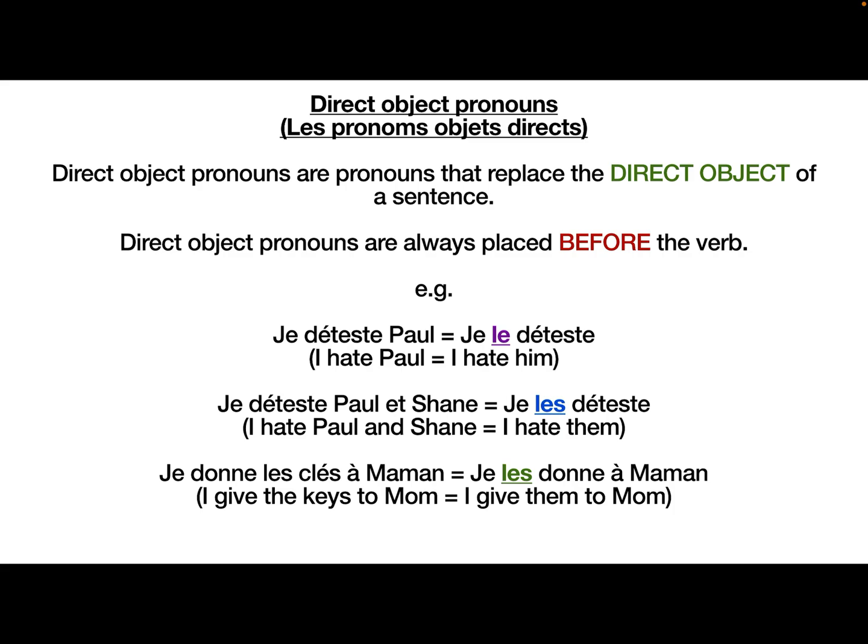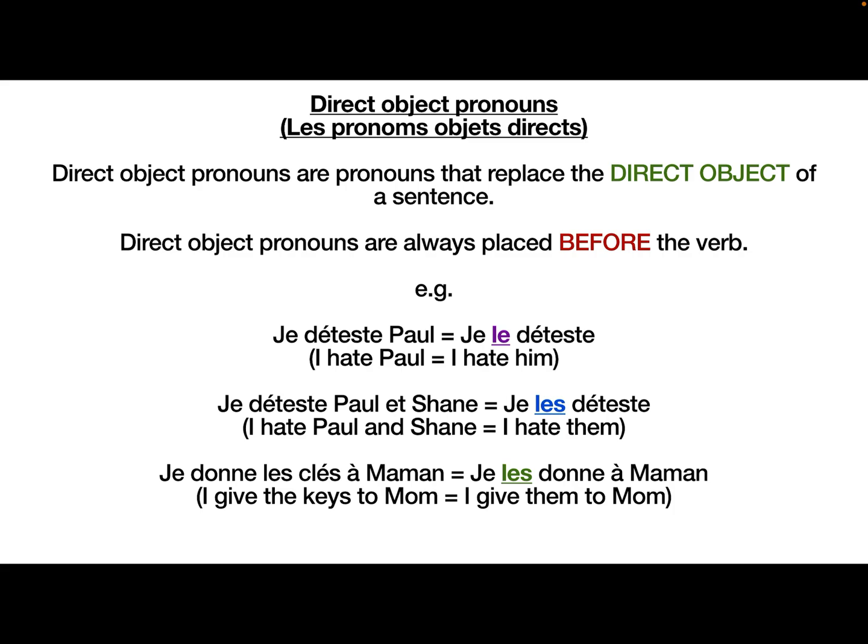Je déteste Paul. I hate Paul. I'm telling you in a conversation, I hate Paul, I can't stand him, I just don't get on with him. See what I've just done there in English? I've replaced the name Paul with him. So I hate Paul, je déteste Paul. I replace the name Paul with the direct object pronoun. Je le déteste. I hate him. The le means him. It's a pronoun, a direct object pronoun, and it goes before the verb.